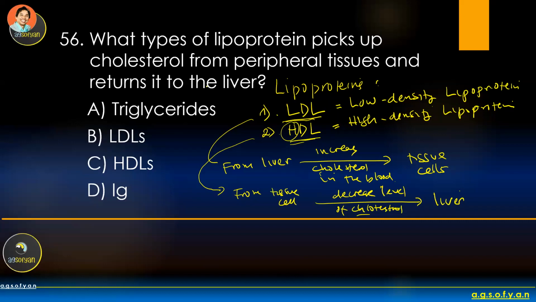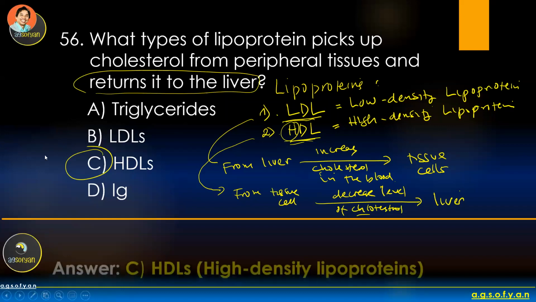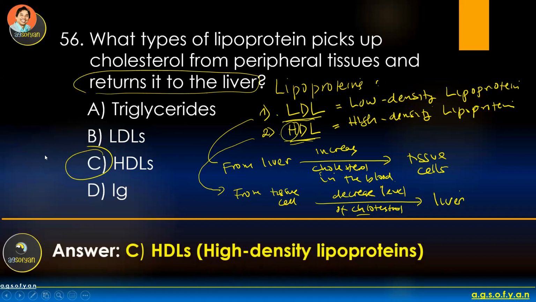Now go back to the question. What type of lipoprotein picks up cholesterol from peripheral tissue and returns it to the liver? Of course, this is going to be the HDL, the high density lipoproteins. So if you measure your HDL higher, this means that you are in a good healthy condition. So you need to have higher HDL and lower LDL.